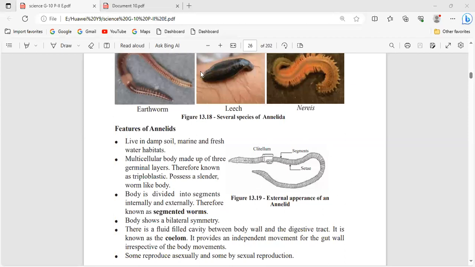Gut wall is the outer wall, like this. You have the outer wall, then you will have the digestive tract. Between this and this is the digestive tract wall. That wall you call the gut wall. So here the cavity is between the body wall, which is the outer wall, and the digestive tract. The wall of the digestive tract is what you call the gut wall.